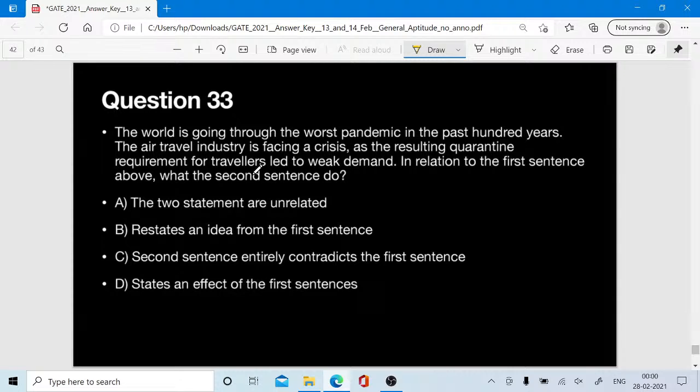Going on to the last question of this session, where I'll be ending the solutions of all the PYQs of GATE. So tell me the right answer.